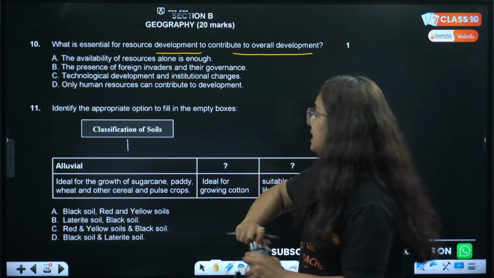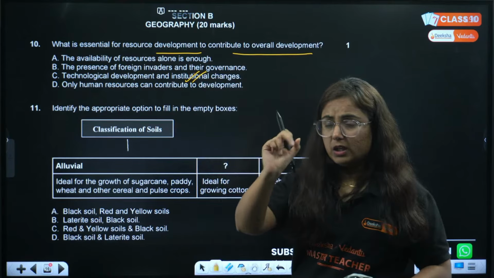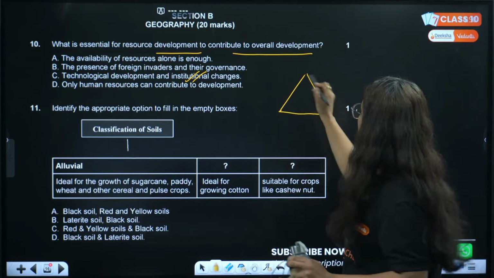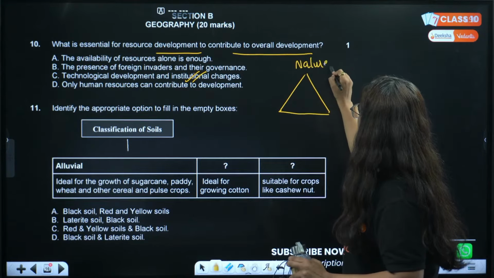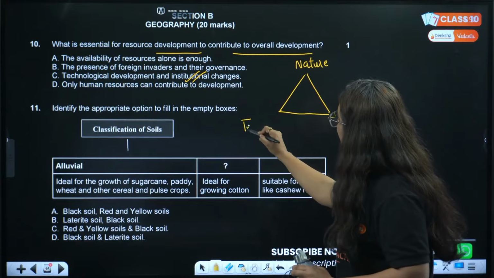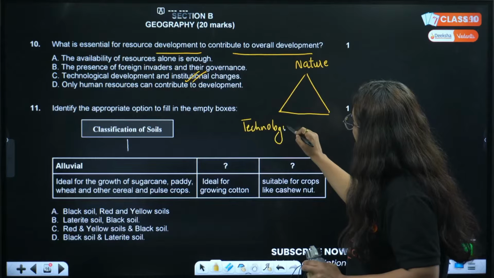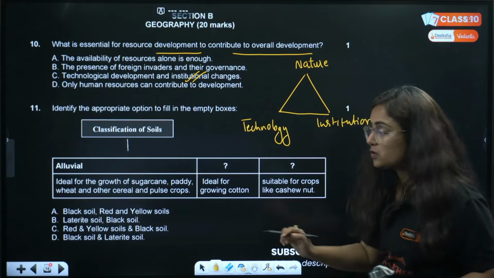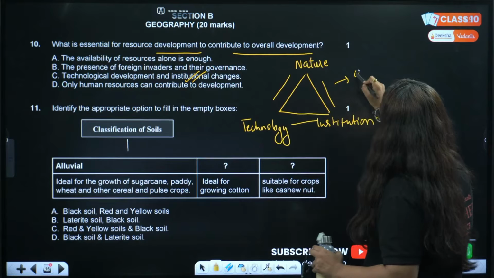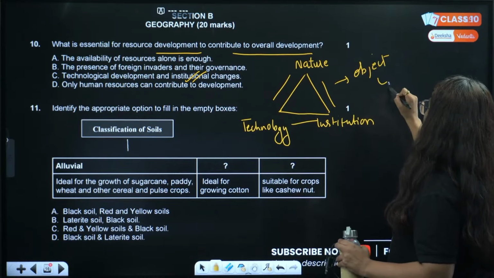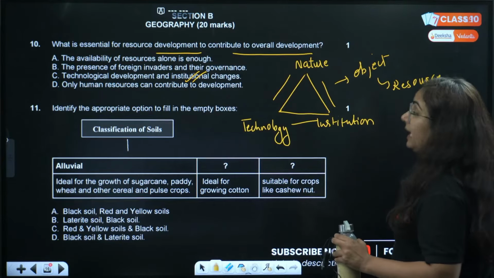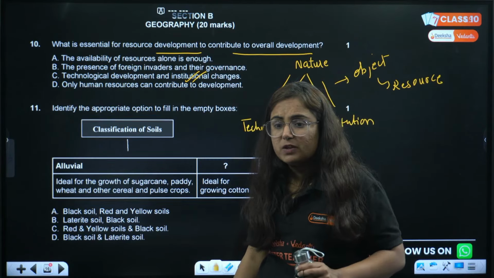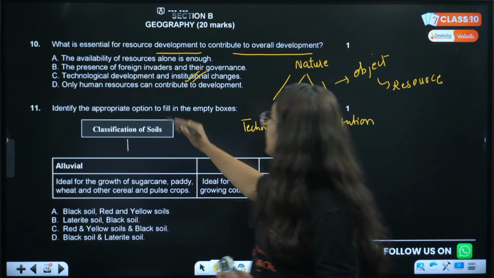Yes, everyone, C is the correct option. There is a triangle given at the starting of the chapter Resources and Development, which talks about nature, then it talks about technology, and then it talks about institutions. All these three things make an object a resource. Everything went in mind or everything is floating? Ma'am, D is for the second question. Okay, got it. So C is for this.